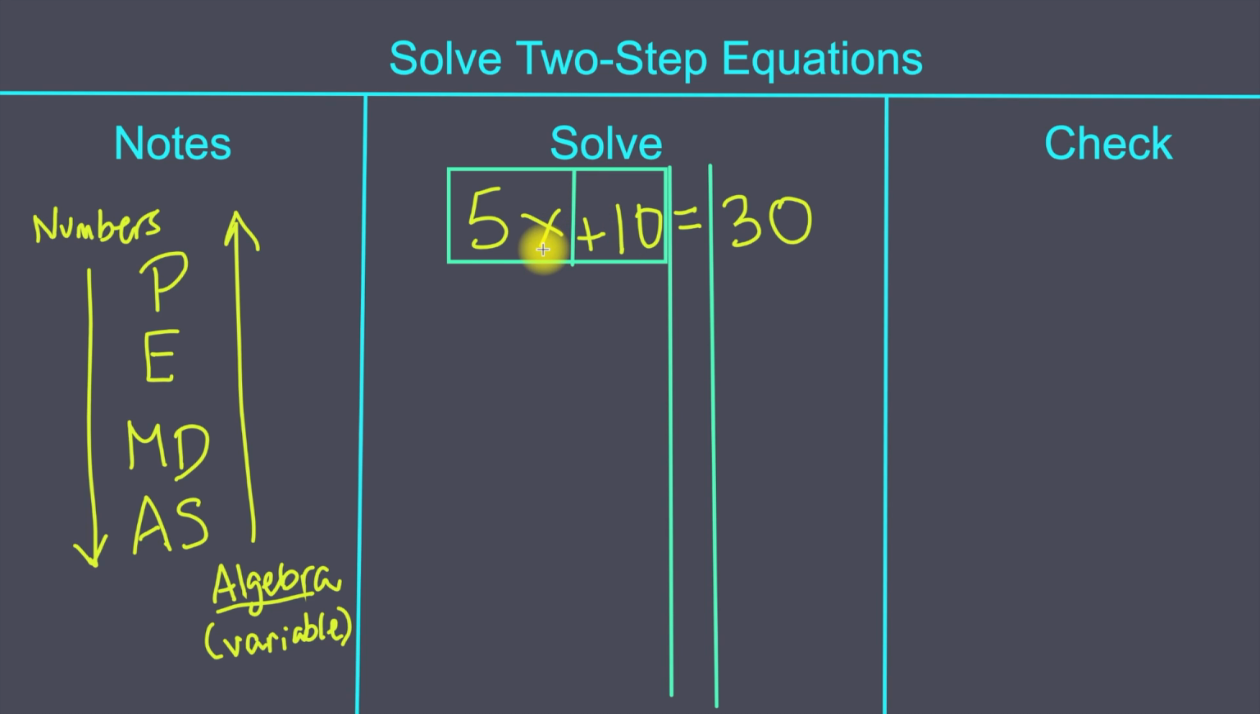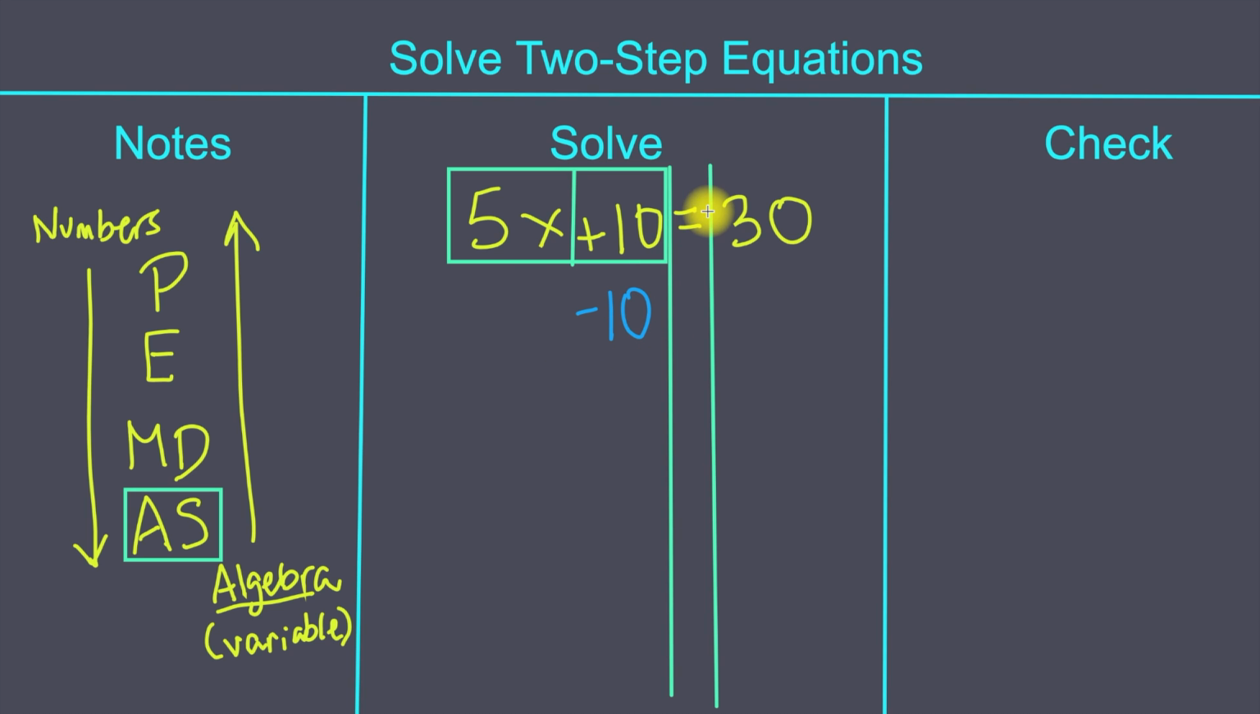And the first thing I want to do is cancel any addition or subtraction I have because that's our first step. So I want to cancel any addition or subtraction I see. And the only thing I see here is the plus 10. So I'm going to have to use the inverse operation of plus 10, which is minus 10. So I'll put minus 10 here.